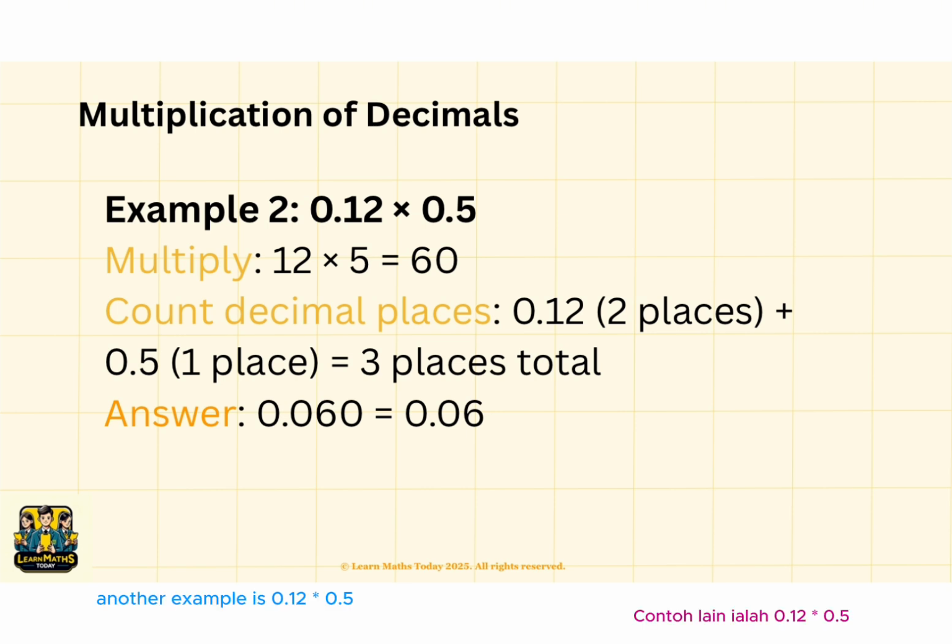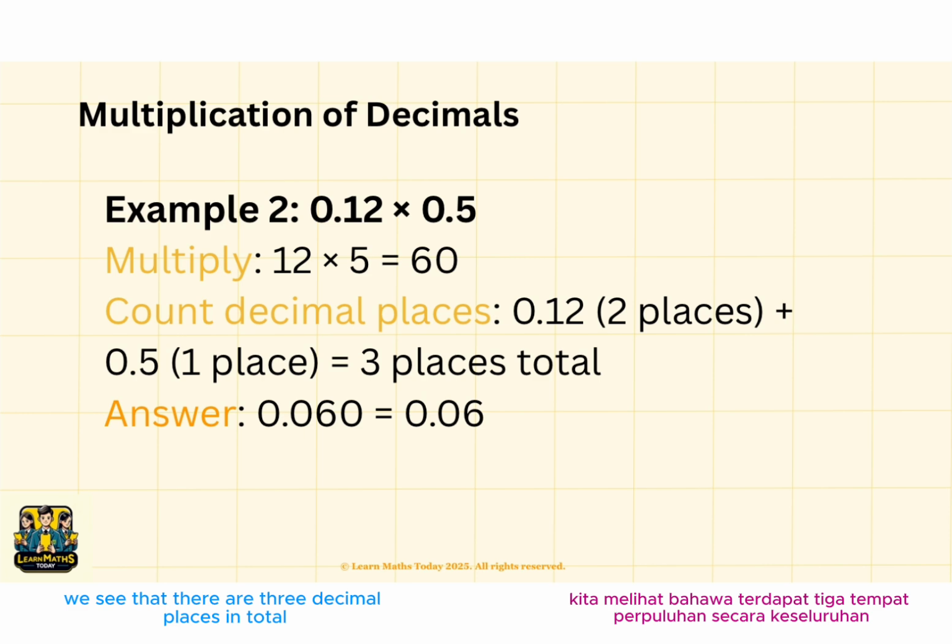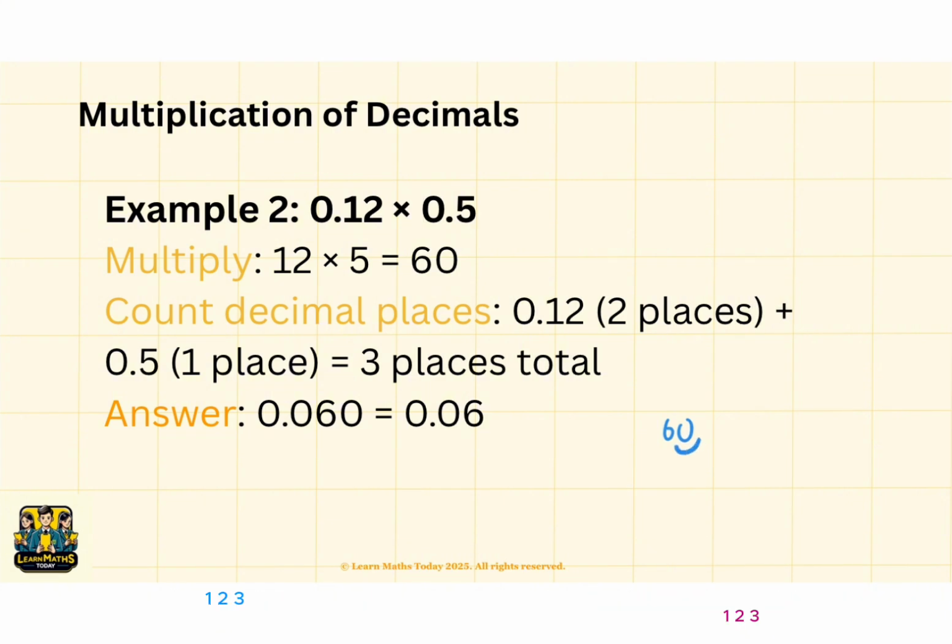Another example is 0.12 times 0.5. If we multiply 12 times 5, we get 60. Counting the decimal places, we see that there are 3 decimal places in total. So 60, counting back 3 decimal places, 1, 2, 3, will give us 0.060, which can be simplified into 0.06.